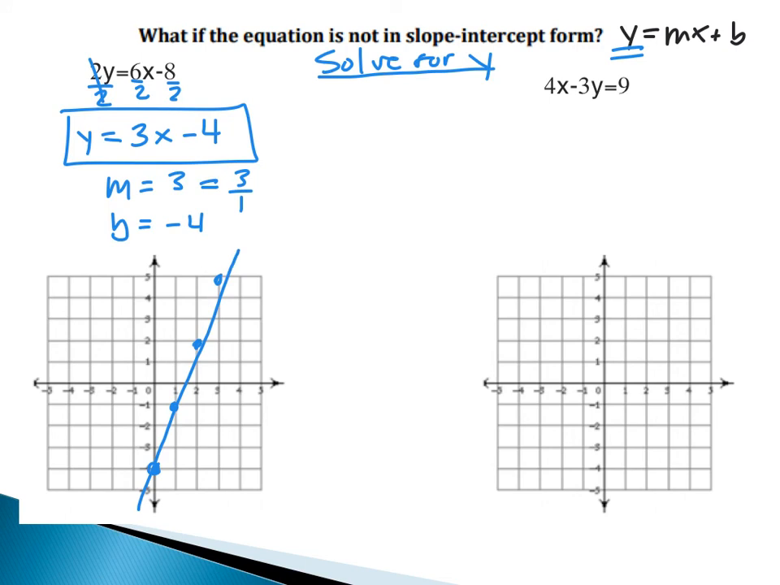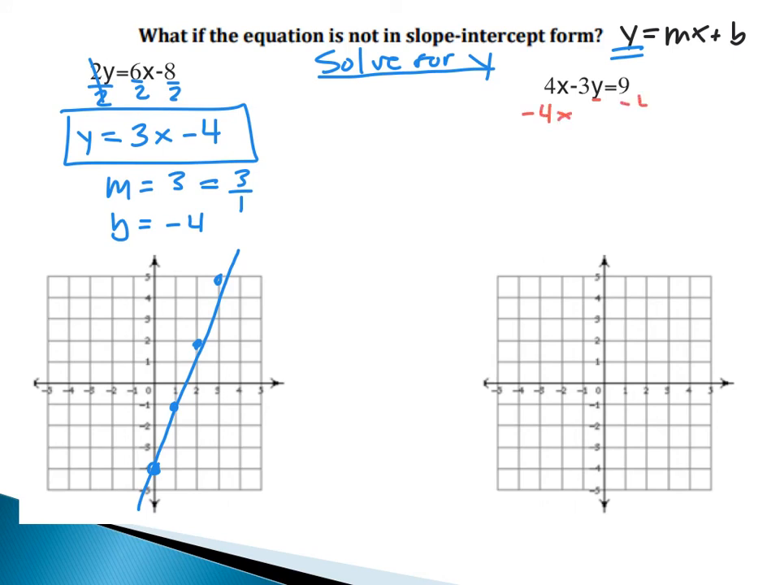I'm sorry about that. Now the next one, we have a little more challenging one. I have 4x minus 3y equals 9. So again, this one I want to write in slope-intercept form, so I got to solve for y. So my y is right here. So what do I got to do? Well, I got the 4x and the 3 and the negative 3 there, so I'm going to get rid of both of these. So I'm going to start by subtracting 4x.